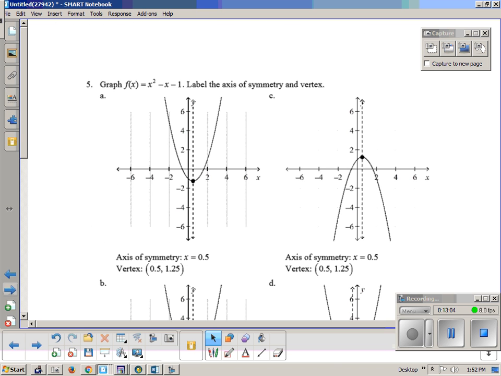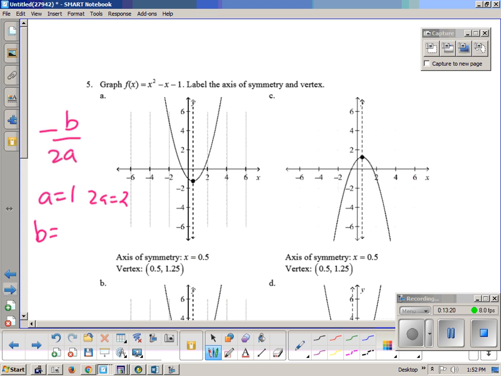Label the axis of symmetry and vertex and graph this. Now this is tricky because the axis is negative b, or the opposite of b, over 2a. In this case, a is 1, so 2a would be 2, and b is negative 1, so negative b would be positive 1. So you're going to get 1/2 as your axis of symmetry. So this one has an axis of symmetry at x equals 1/2. So does this one, x equals 1/2.